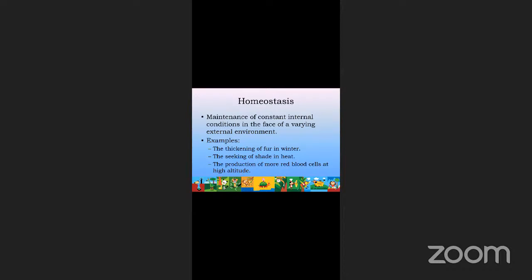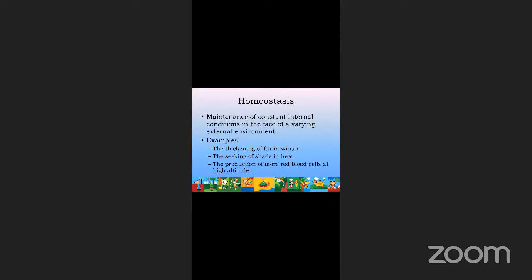Then, whenever an organism lives at high altitude, like at the top of mountains, there will be more production of red blood cells. What is the role of red blood cells? They carry oxygen, because they have hemoglobin. At higher altitudes, the oxygen level will be very, very low. So the organism may undergo a hypoxic condition, that means breathlessness. Finally, if it is severe, the organism may lose its life.